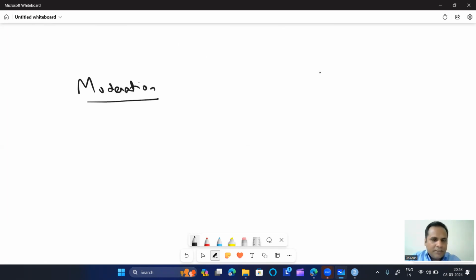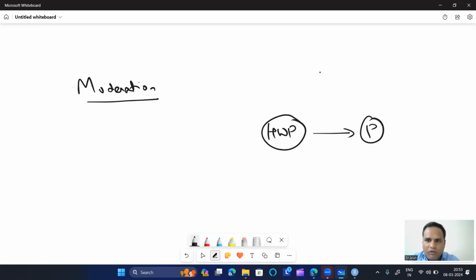Mediation and moderation are always tested when a new variable or a new construct comes into the picture. And I was saying that we all know that a hard-working person will give better performance. We all know this. If the person is hard-working, he will give better performance. But let's say the organization culture is not good.